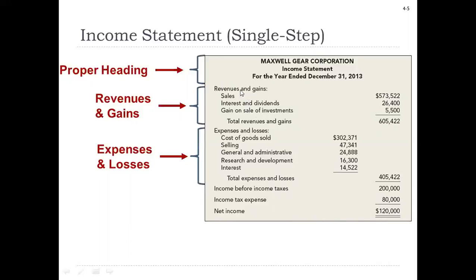Notice that for the single step income statement, we don't try to divide up what we do into operating and non-operating income. All of the revenues are put in together. All of the expenses and losses, regardless of what they're for, are combined together. Okay, so there's no information about how much money they're making from their normal operations and then how much money they make from other non-related activities. So the single step income statement is very simplified.